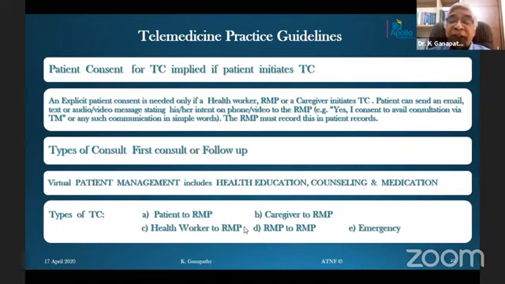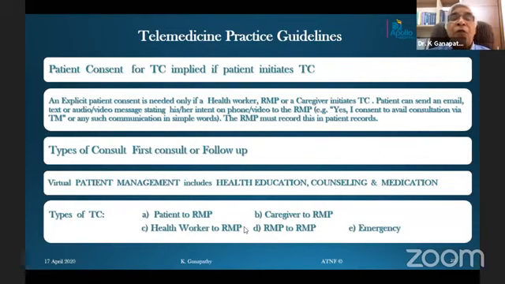Not only health education and counseling, but even medication can be given through the caregiver. Similarly, an ASHA, particularly in the pandemic domain, a health assistant, a health worker, is entitled to seek your opinion.